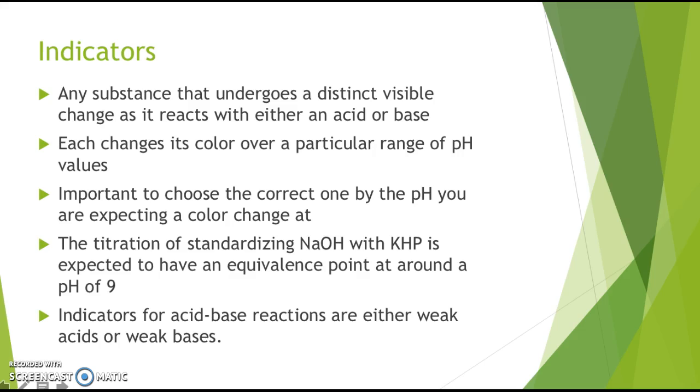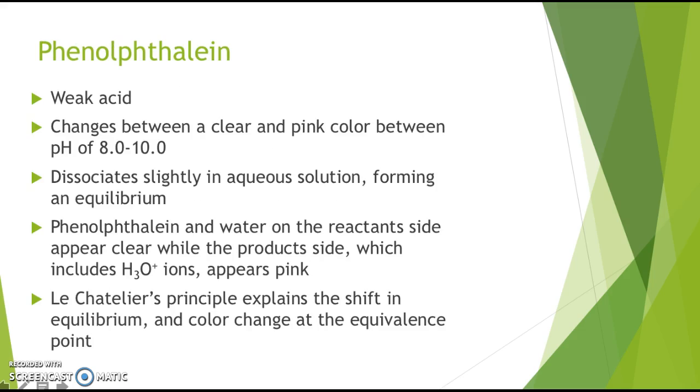An indicator is any substance in solution that undergoes a distinct visible change, like changing color, as it reacts with either an acid or a base. Choosing the appropriate indicator is essential because each indicator changes its color over a particular range of pH values. Indicators are selected by the pH that you would like to see a color change, and for this experiment, it is expected to see a color change in the solution when the pH is about 9. Indicators for acid-base reactions are either weak acids or weak bases. Phenolphthalein is a weak acid that changes between a clear and pink color between the pH of 8 to 10.